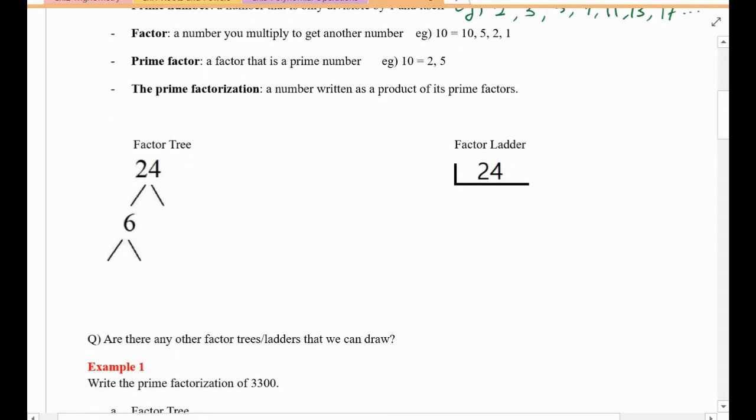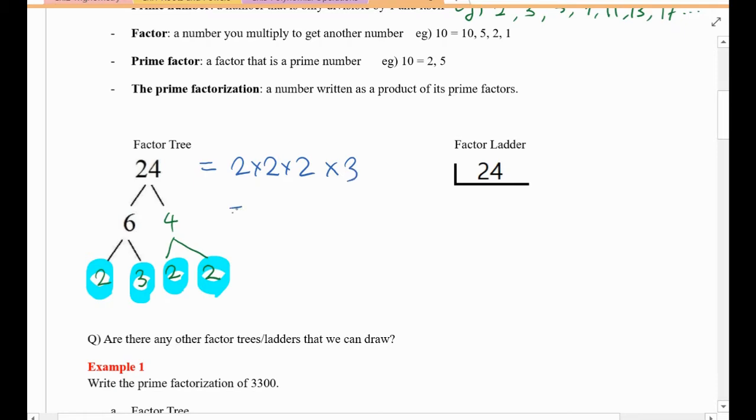Right. So there are a couple ways of finding the prime factorization. First, we can use a factor tree. 24 is a product of 6 and 4. 6 is a product of 2 and 3, and 4 is a product of 2 and 2. So now we have only prime numbers. Those are prime factors. So we can rewrite this as 2 times 2 times 2, because we have 3 2's, times 3. So that is 2 cubed times 3.